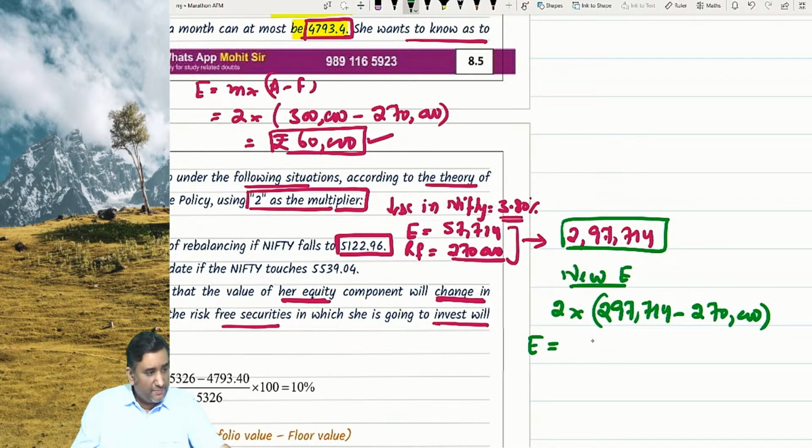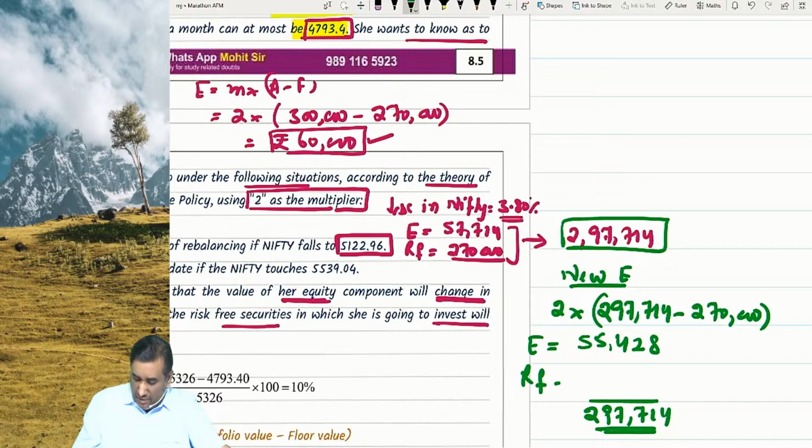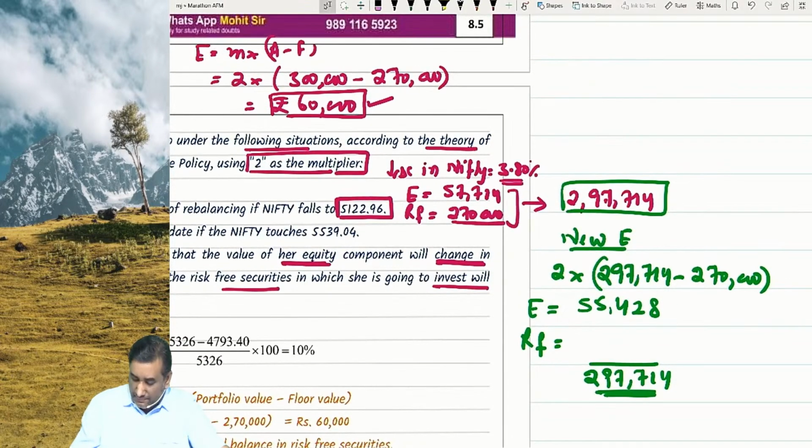Equity value is how much? 60? 55,428. So if this is my equity value, my total value has to be 297,714. It means my risk-free value will be a balancing figure here. My risk-free value would be a balancing figure here: 2,42,286.